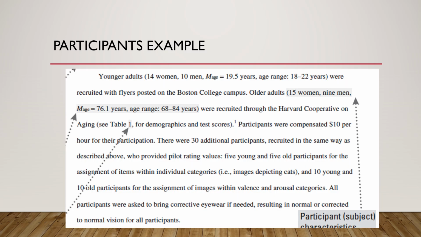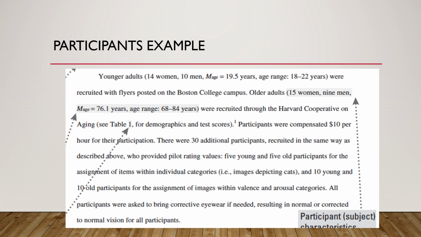So here's an example of what it looks like. Again, you've seen at least three papers that highlight all this information, but here we see the younger adults, and they're the descriptive of those younger adults. There's 14 women and 10 men. You have the average age of 19 and a half, and it ranges from 18 to 22. What that tells us is that this is clearly a normative college age sample. And then we later see they were recruited with flyers from a Boston College campus. So it is a college sample and they are recruited.